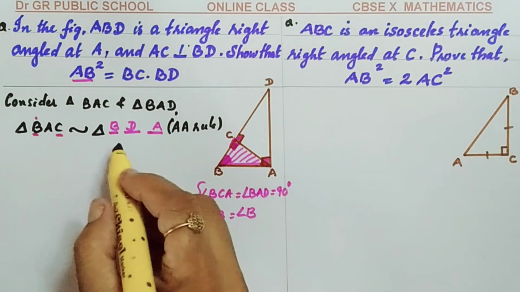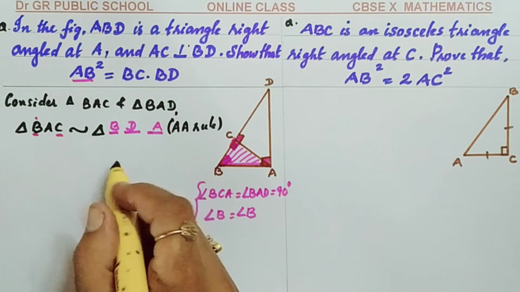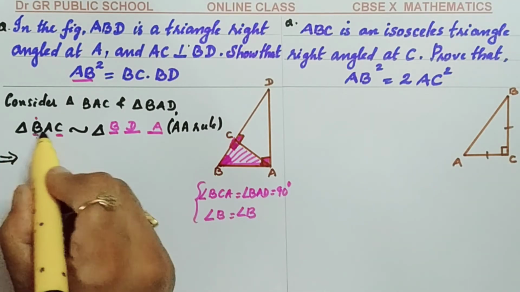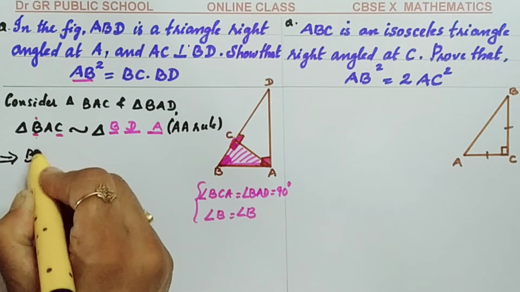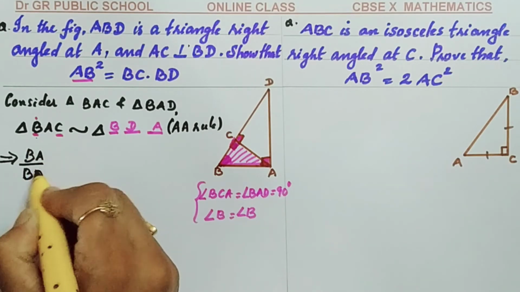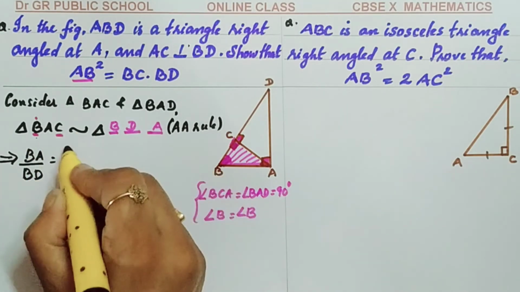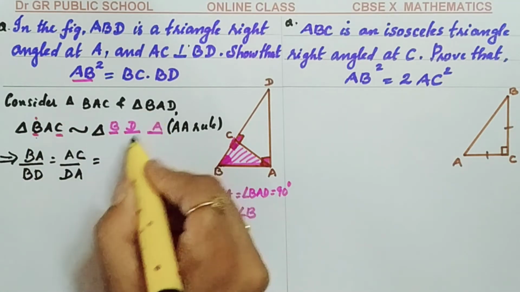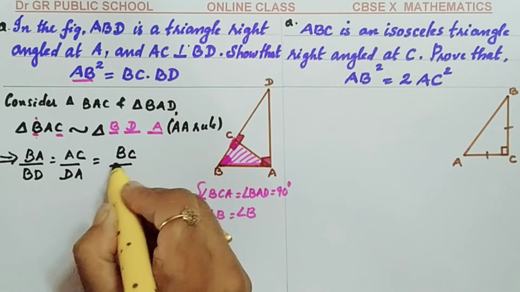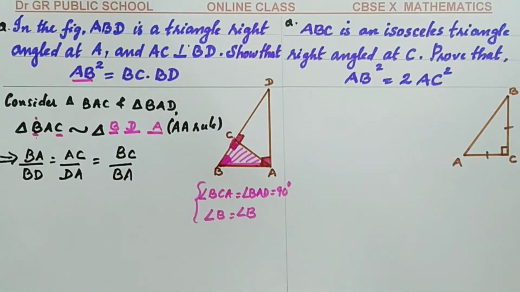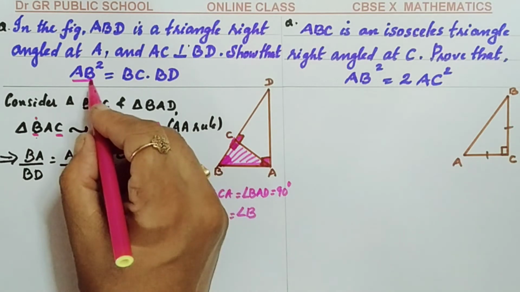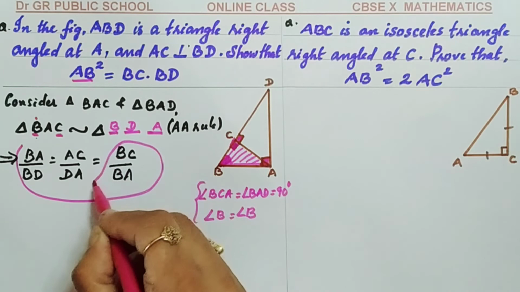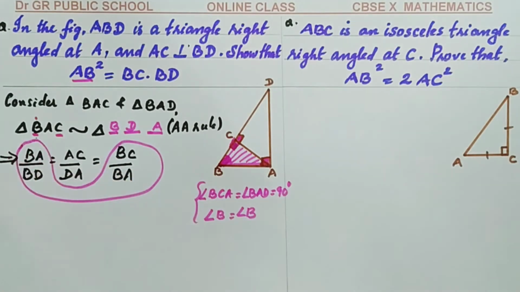Now, after getting the similarity, what do you want to do? You need to write the ratio of the corresponding sides, taking two letters at a time. BA by BD equals AC by DA equals BC by BA. Now, come to the question. What you want is AB square, or BA square, which you will get from the first and the last ratio. Equating the first and last, you will get AB square.